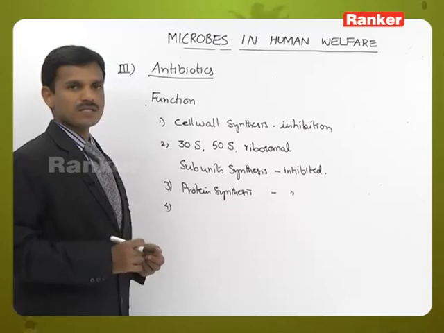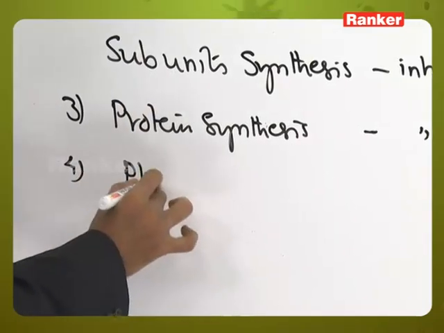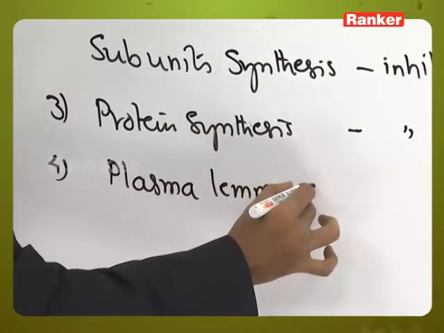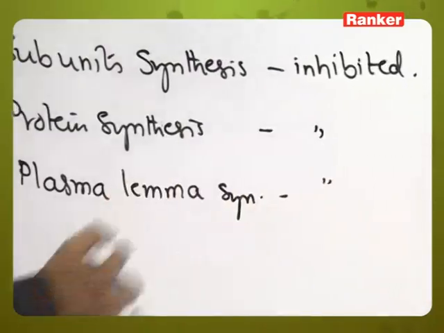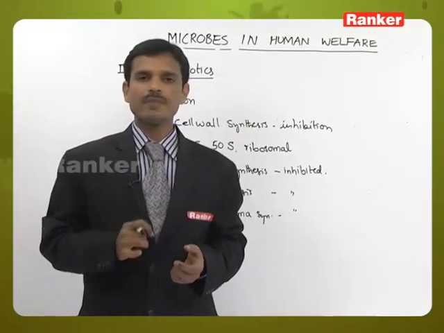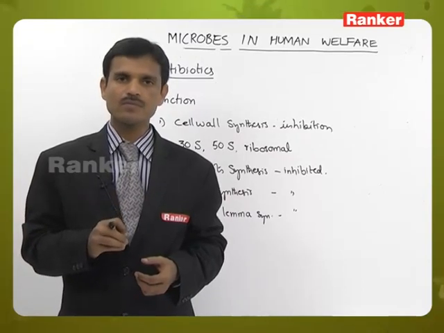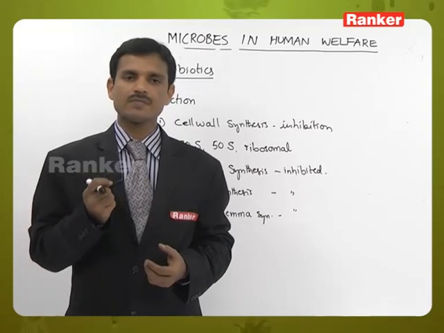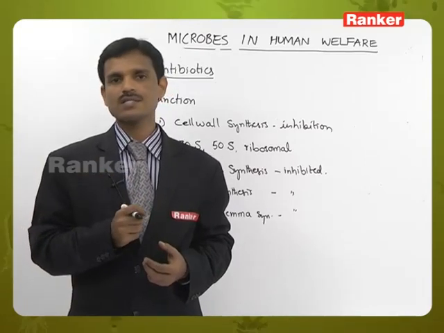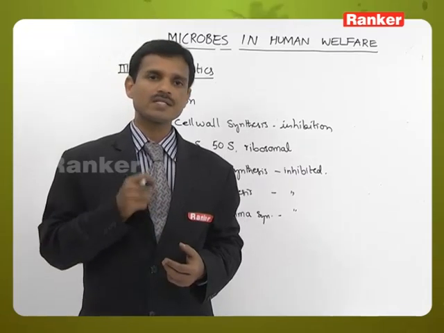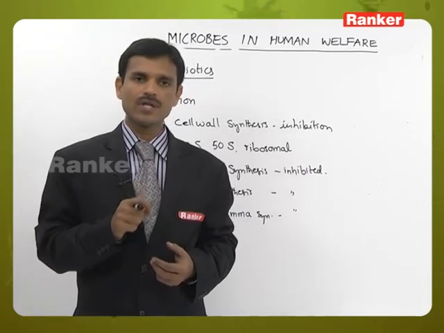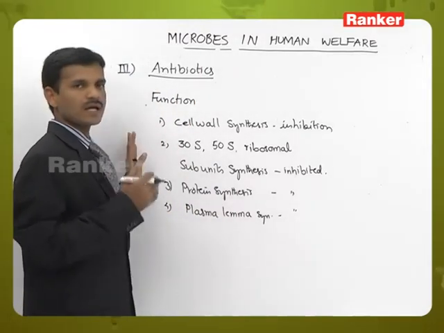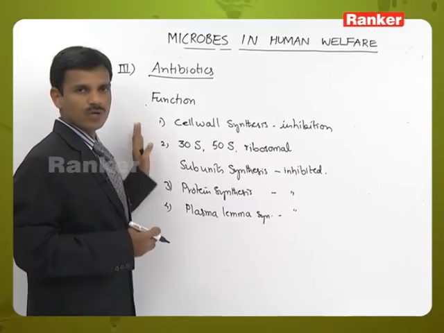Sometimes plasma lemma synthesis is inhibited by the antibiotic. The pathogenic bacterial and fungal members generally have a cell wall. The cell wall synthesis is inhibited, and sometimes inside the microbe the protein synthesis is also inhibited. So by inhibiting cell wall and protein synthesis, they are killing or retarding the microbial growth.